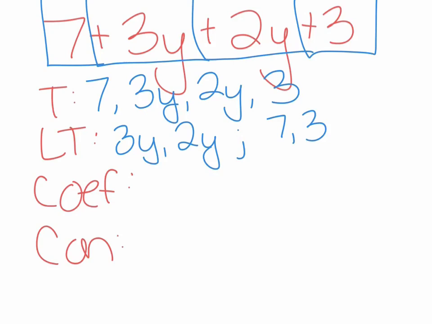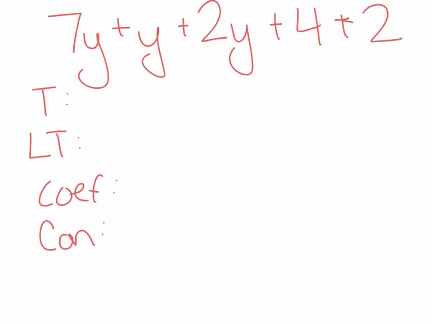7 and 3 are like terms because they're both constants. So my coefficients are 3 and 2, and my constants are 7 and 3. If you ever have on your list more than one constant, remember they are also like terms. Okay, we're going to train it up.